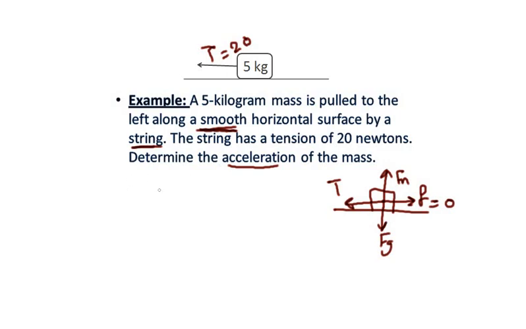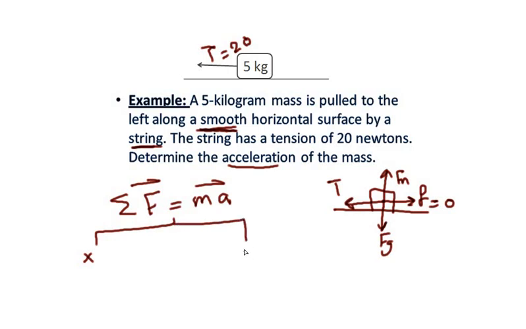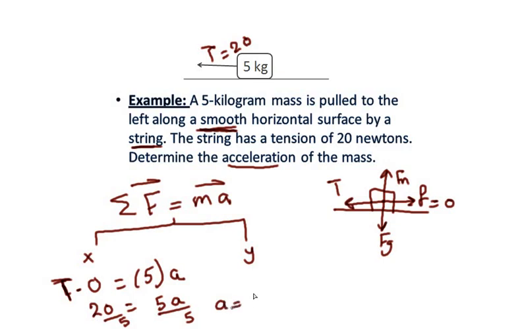Let's apply the formula. Here the object is moving, it's not at rest, so we can apply Newton's second law. Sigma F equals ma. We can apply this along the x-axis and along the y-axis: the sum of the horizontal forces and the sum of the vertical forces. In the x direction, we have T minus 0. T is 20. 20 minus 0 is 20 equals 5a, divided by 5 on both sides. So the acceleration is 4 meters per second squared to the left because the net force is to the left.